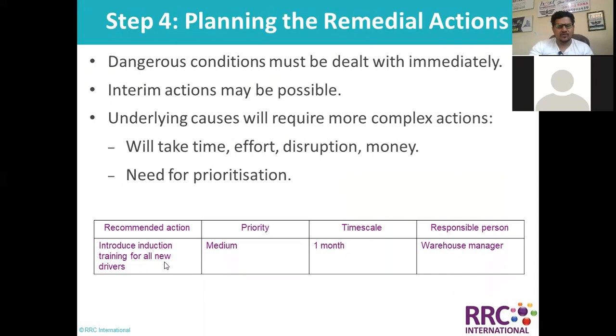Introduce induction training for all new drivers. Priority is medium, time scale one month, responsible person: warehouse manager. So the remedial action plan must be prepared, it should be time bound, and the responsible person must also be highlighted within the plan. And later on, we'll add one follow-up column as well. So we will follow up after one month, or even during the month, to see whether the induction and training programs are introduced or not yet.